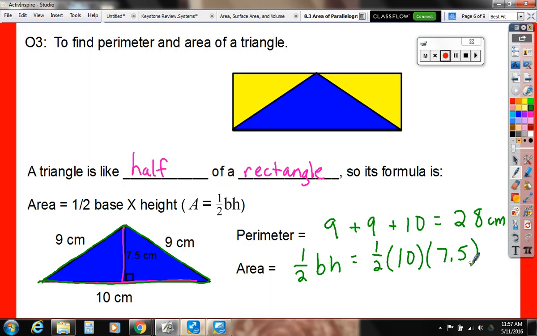Okay, who can tell me what the answer would be for this? Carly? 37.5. Excellent. So area equals 37.5 square centimeters.